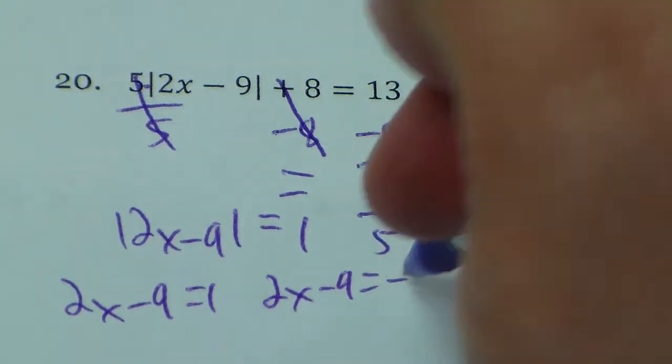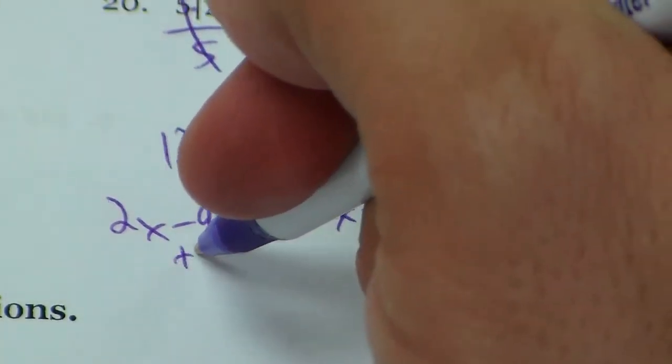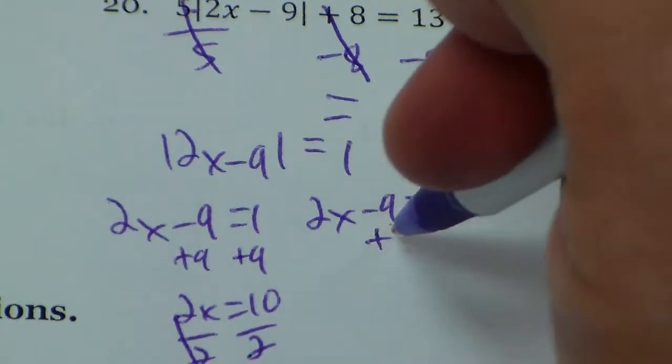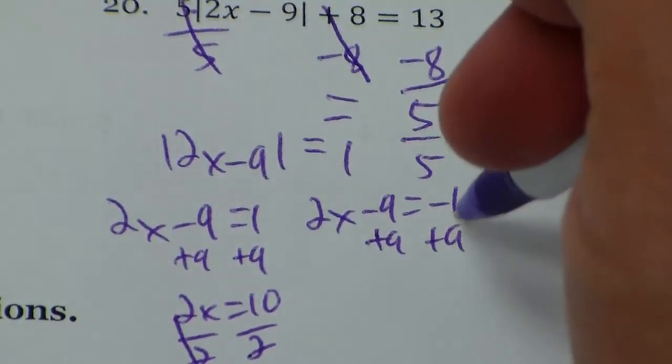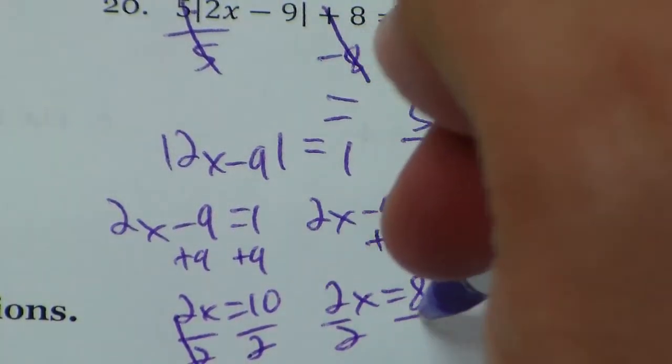We're going to split it off into two equations. So 2x minus 9 is equal to 1, and 2x minus 9 is equal to -1. Beautiful. Okay, so next we're going to go ahead and solve for x by adding 9 to both sides. So we get 2x is equal to 10, divided by 2, and we do get x is equal to 5. Awesome. And then we're going to go ahead and add 9 with a -1, so 9 minus 1 is 8. So we get 2x is equal to 8, divided by 2.